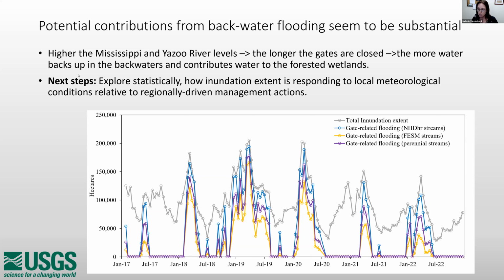And so this project is ongoing. Our next step is to explore statistically how the inundation extent is responding to local meteorological conditions relative to regionally driven management actions, but hopefully this provides an example of how we can use the surface water data and start to integrate management actions with that data.